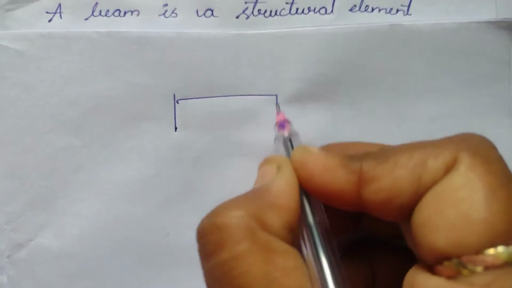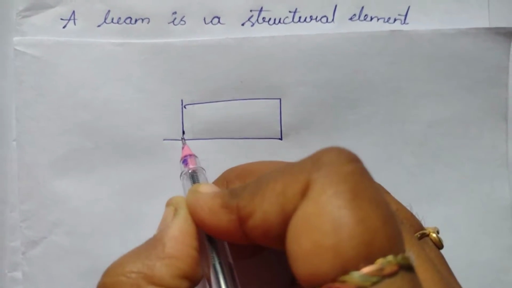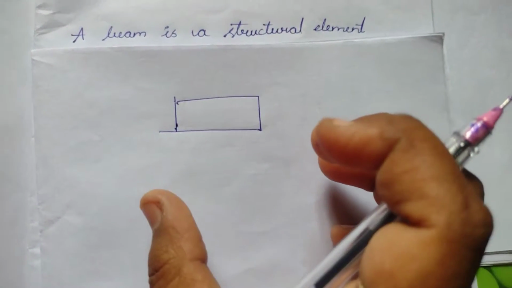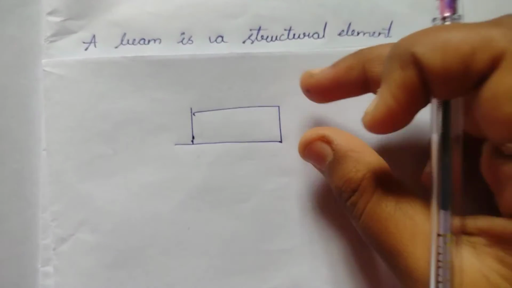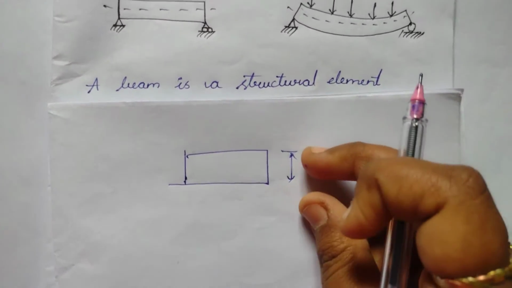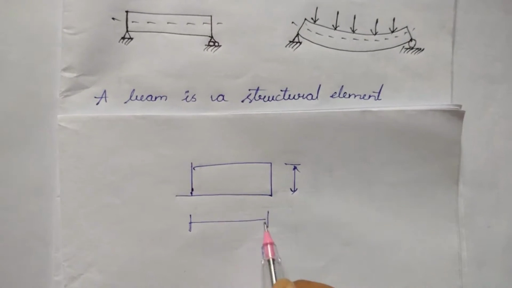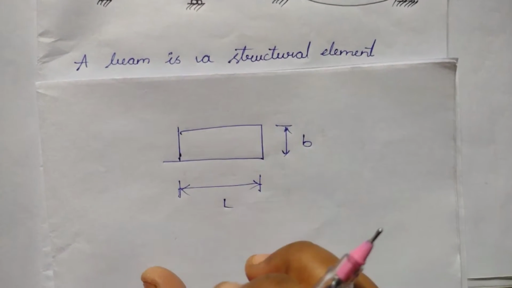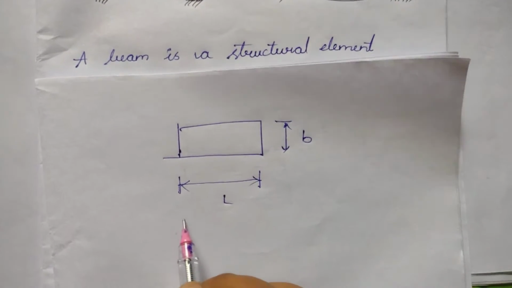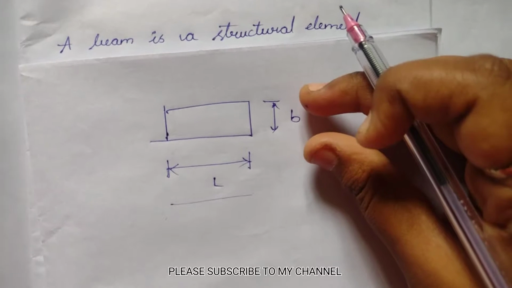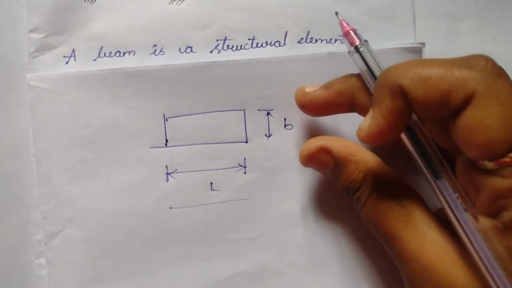See, beam is any structural member that is sufficiently long as compared to its lateral dimensions. When we are considering the lateral dimensions, this is a lateral dimension and this is a longitudinal dimension. Any structural element or a member that is sufficiently long as compared to its lateral dimension, that is called as a beam.